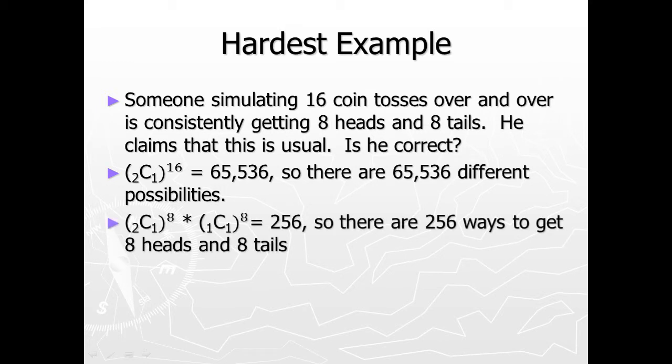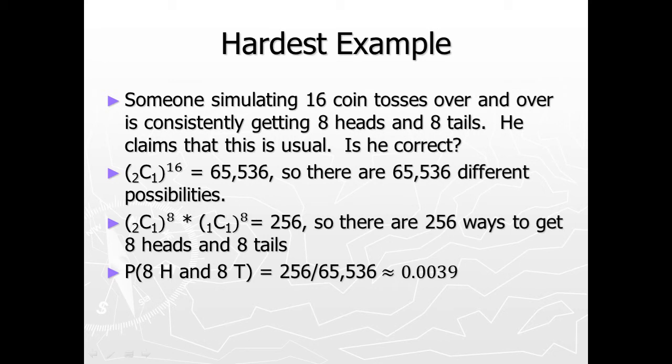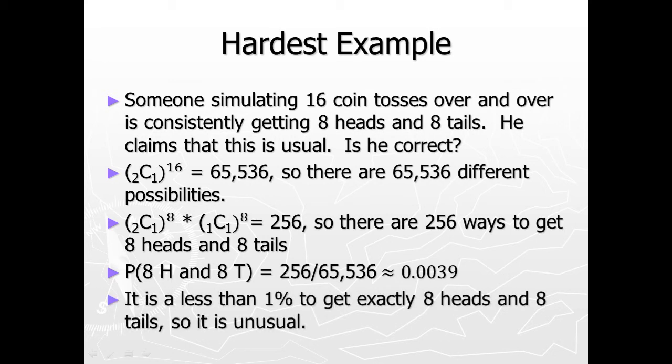For consistently having 8 heads and 8 tails, it doesn't matter what you throw on the first 8, but it's going to matter what you throw on the last 8. So 2C1 to the 8th power times 1C1 to the 8th power gives me 256. So there are 256 ways to get 8 heads and 8 tails. Therefore, the probability of getting this is approximately 0.0039. Since it's less than 1%, it is unusual to get exactly 8 heads and 8 tails over and over again.